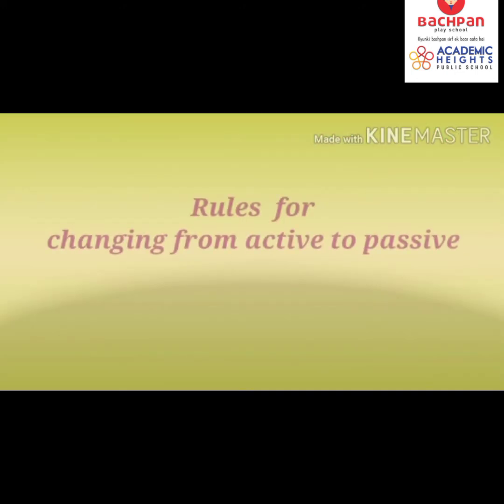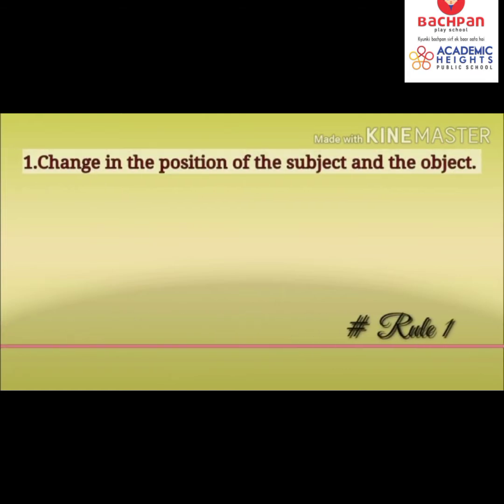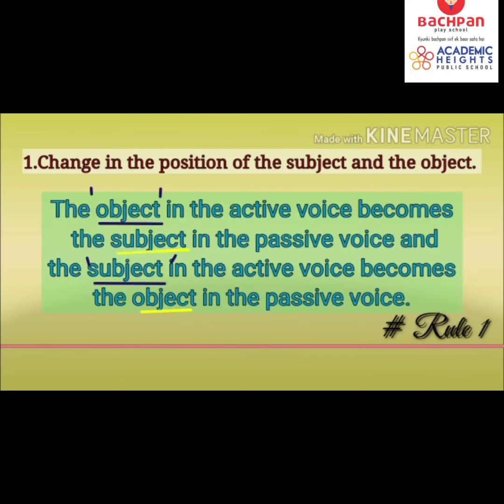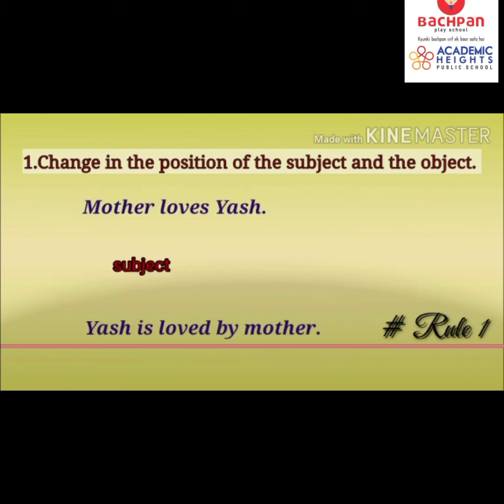Now let's understand the rules for changing from active voice to passive voice. Rule number 1, change in the position of the subject and object. The object in the active voice becomes the subject in the passive voice and the subject in the active voice becomes the object in the passive voice. See an example. Mother loves Yash, and Yash is loved by mother. Here the subject became the object in the passive sentence.